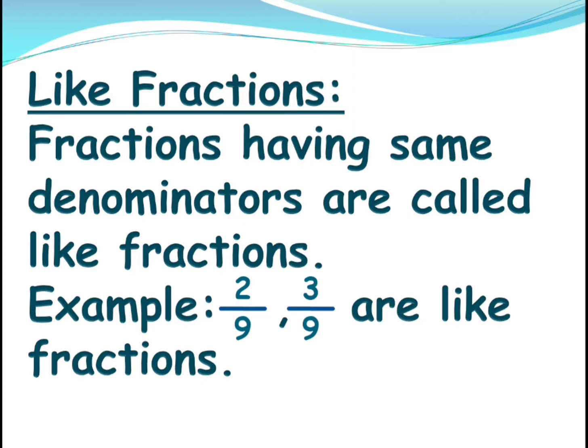When we are adding or subtracting like fractions, you can directly do it with the numerators because the denominators are the same. That means you can add 2 by 9 and 3 by 9. The denominator is the same, so the denominator will be 9 as it is. The numerators, 2 plus 3, is 5. So 2 by 9 plus 3 by 9 gives 5 by 9. And if you subtract 3 by 9 minus 2 by 9, that becomes 3 minus 2 by 9, which is 1 by 9.